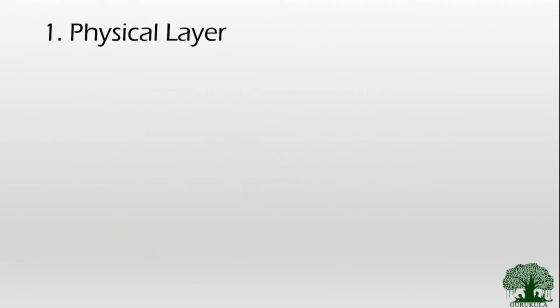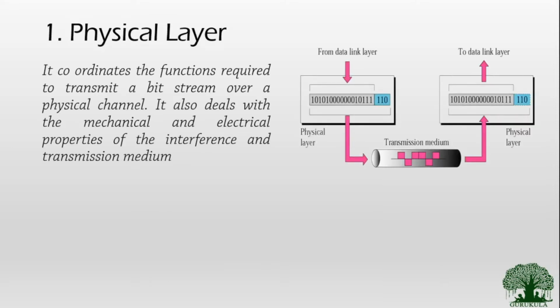With this simple tip, we will jump into each and every layer and try to understand the functions of each layer. As far as the physical layer is concerned, it is responsible for transmitting a bit stream over a physical channel. This is the prime task of the physical layer.